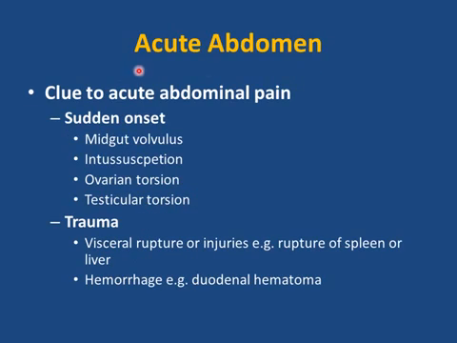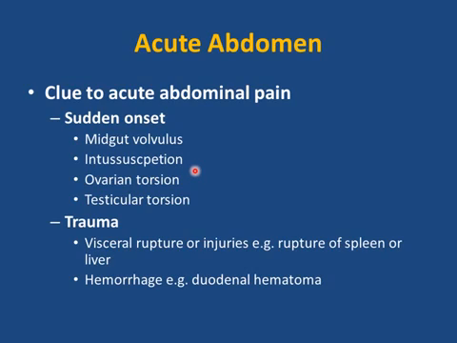Now we'll start a new section, acute abdomen. Acute abdominal pain: if the pain starts suddenly, you must consider midgut volvulus, especially if it is associated with bilious vomiting and abdominal distension. Intussusception is also a possible cause of acute abdominal pain, especially in children around the age of 9 months, if they present with colicky abdominal pain and lethargy.